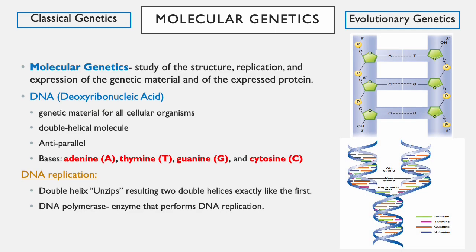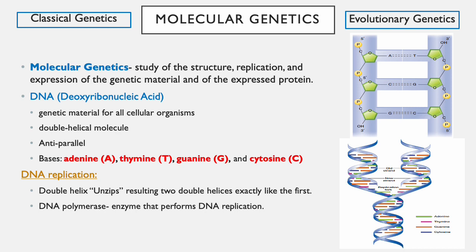Now, molecular genetics deals with the study of the structure, replication, and expression of the genetic material and of the expressed protein. The most important molecule in molecular genetics is deoxyribonucleic acid. It is the genetic material for all cellular organisms. It is a double helical molecule and it is antiparallel. We have bases such as adenine, thymine, guanine, and cytosine.